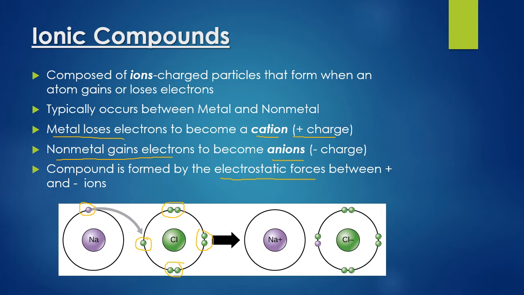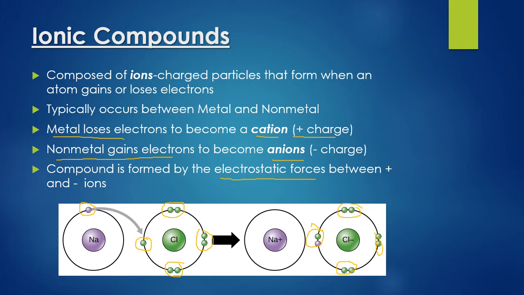Remember, everybody wants an octet. Everybody wants 8, just like the noble gases. And so when sodium loses that electron and gives it to chlorine, that completes chlorine's octet, and now you can see that chlorine has 8 electrons. So it has a full outer shell and it is now happy.